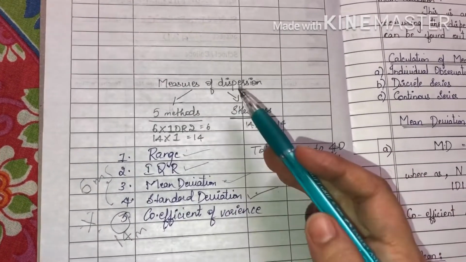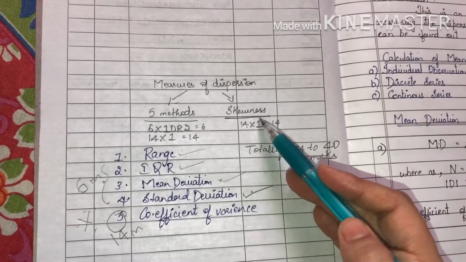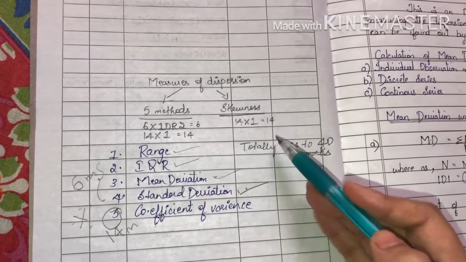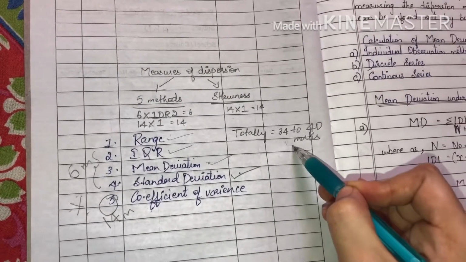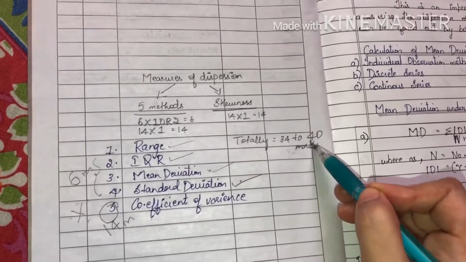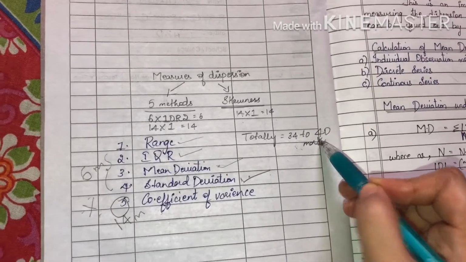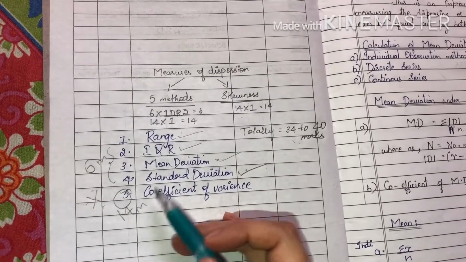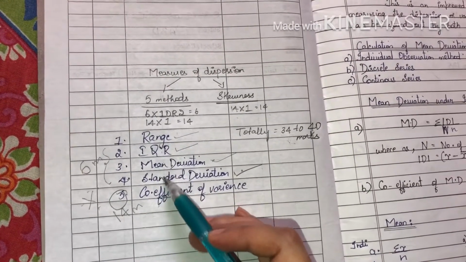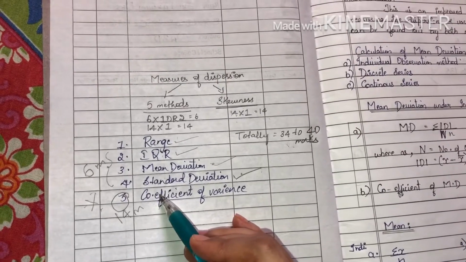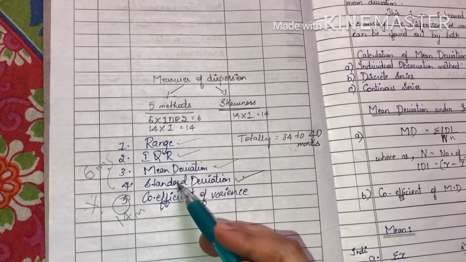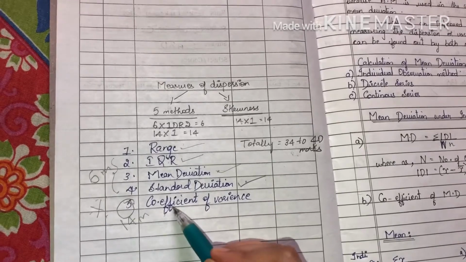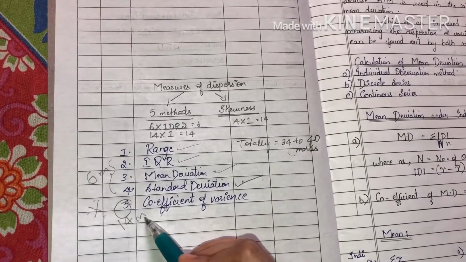The second part of this chapter is skewness. Under skewness, one for sure 14 marks question you will get. So totally it is 34 to 40 marks. So please concentrate. Just to give you the highlights for the preparation of the exam: under these five methods, please concentrate on IQR, mean deviation, standard deviation for 6 marks, and coefficient of variance for 14 marks.